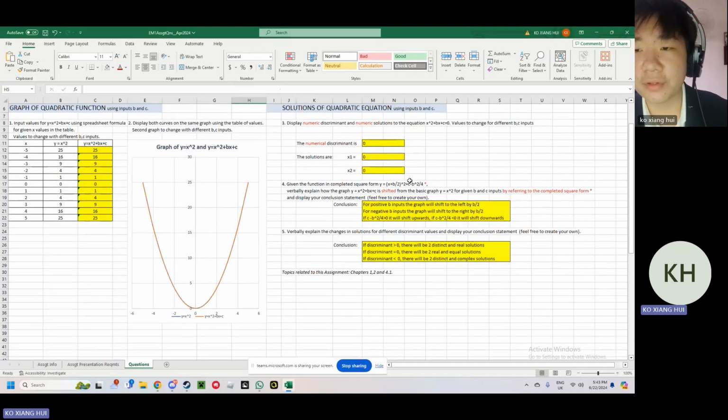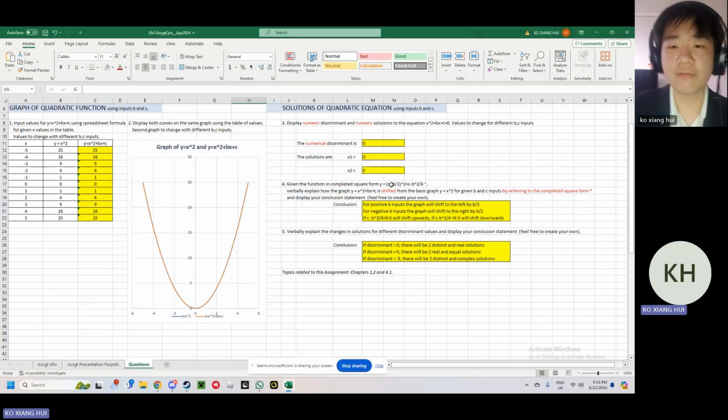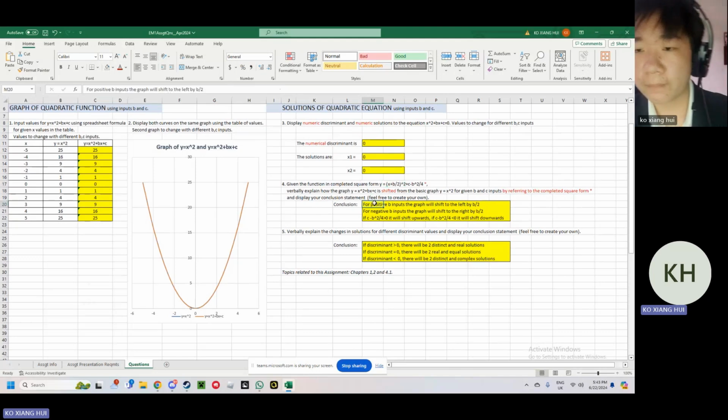So question number 4 states that the completed square form of x squared plus bx plus c is (x plus b over 2) whole thing squared plus c minus b squared over 4. So inside the square, there's b over 2. Using our functions knowledge from chapter number 2, we can see that positive b inputs will cause the graph to shift to the left by b over 2, and negative b inputs will cause the graph to shift to the right by b over 2.